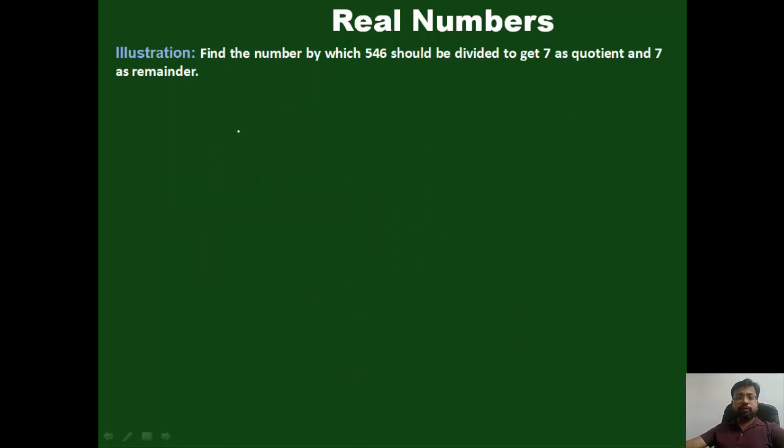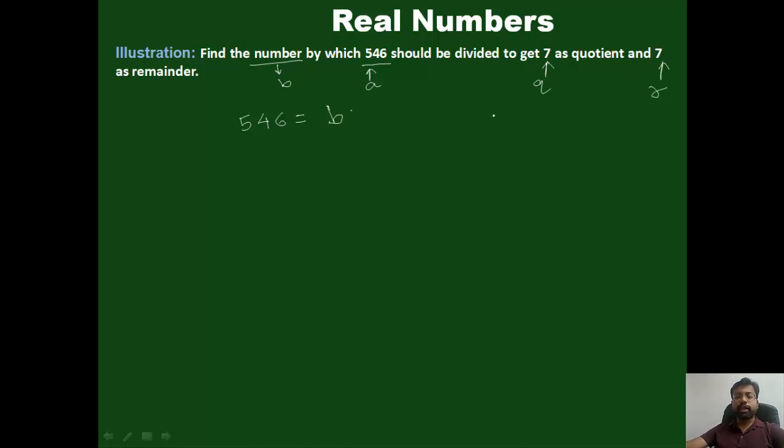This problem says that we have to find the number by which 546 should be divided to get 7 as quotient and 7 as remainder. So 546 becomes the dividend. Let the number with which it is divided be b. So 546 is a, this is the quotient q, and this is the remainder r.